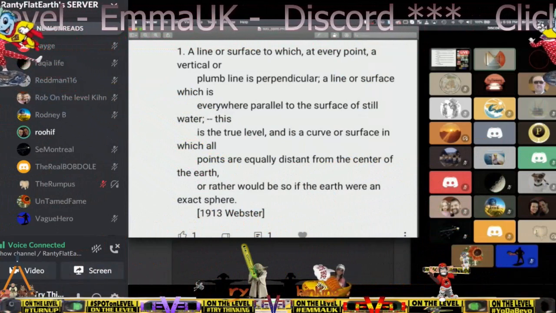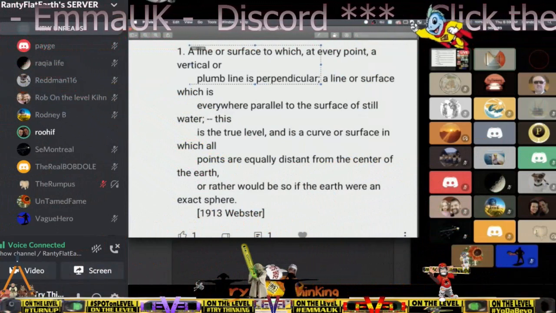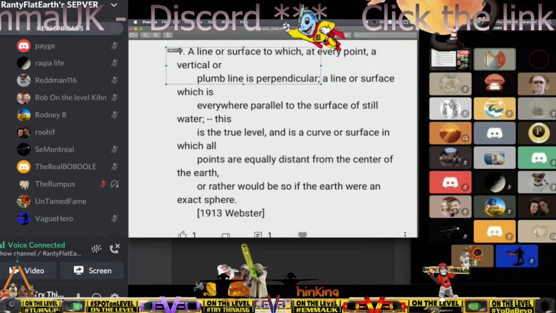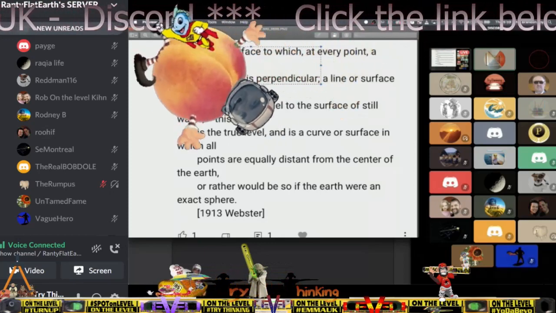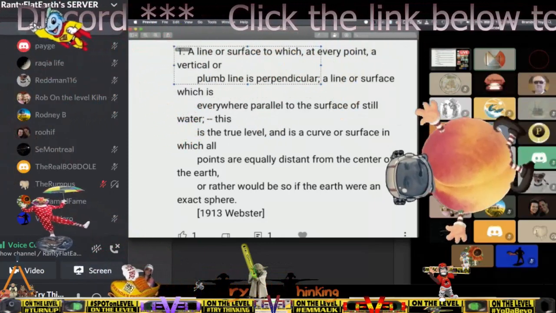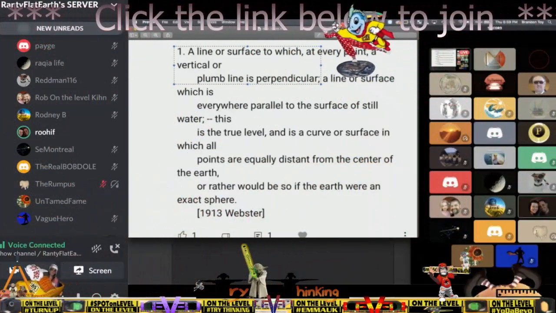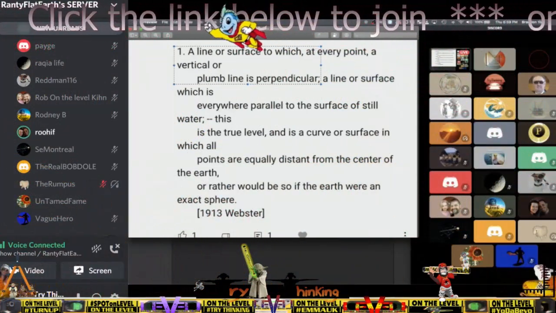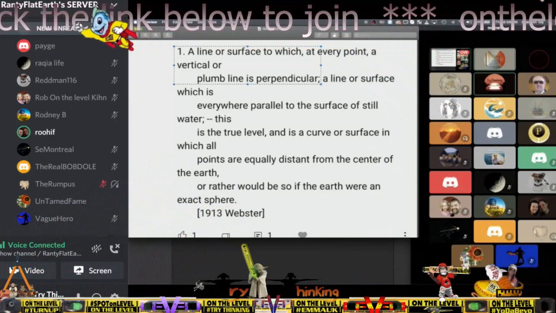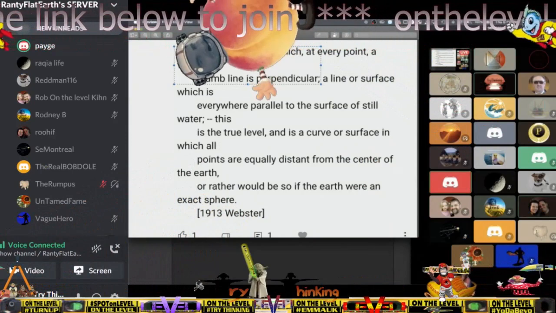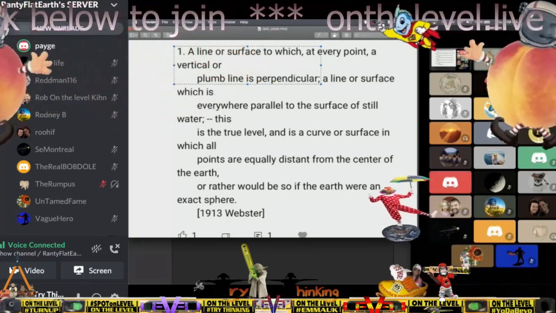Yeah, I have a question for you, ball Earth. This cannot be true: a line or surface at which every point a vertical or plumb line is perpendicular. This cannot be true on your curved Earth. A line or surface at every point a vertical or plumb line is perpendicular. It depends how you read that. It doesn't. It says every point. How do you read it, Roohif?